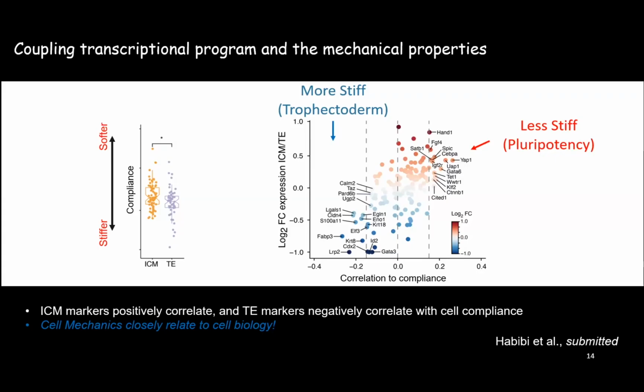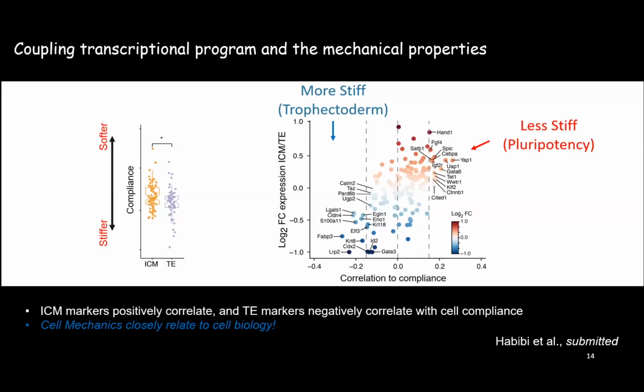Yeah. So for example, here you can see stem cell related genes are positively correlated with the compliance, meaning softer cells, because those are the inner cell mass. And some of the trophectoderm genes are negatively correlated with the compliance, suggesting stiffer cells will prefer to express more of these genes.